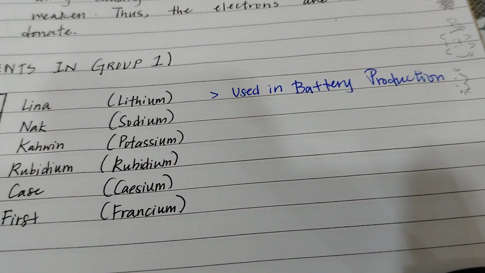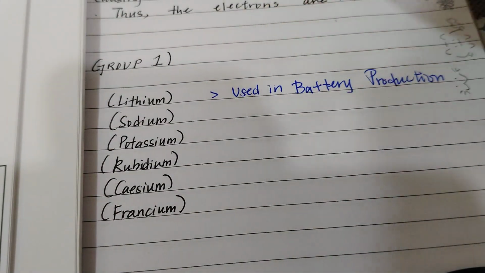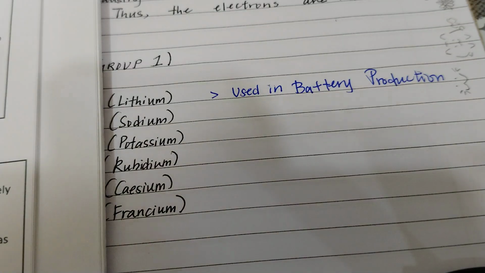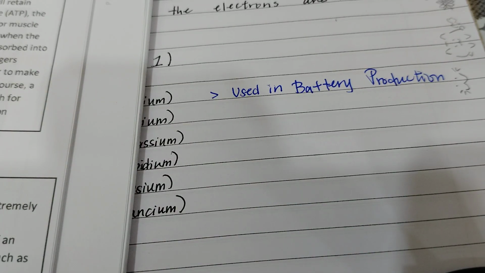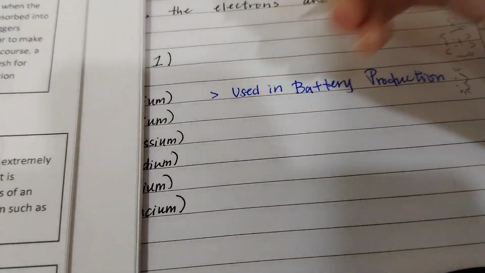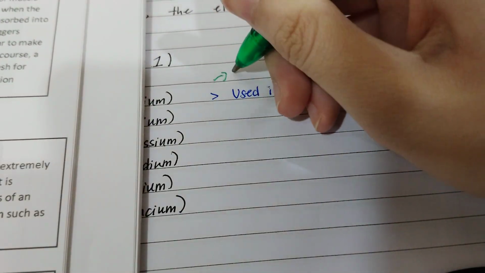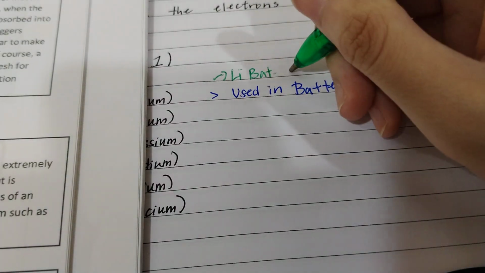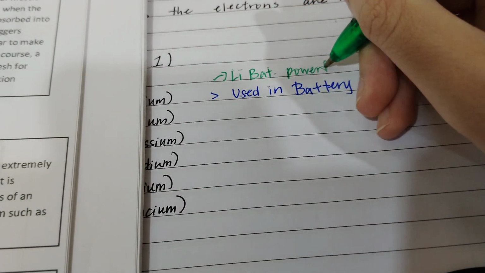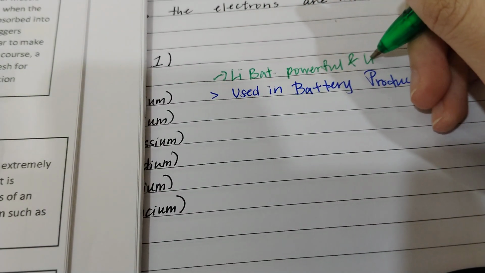Hold up, let me get my notes. Okay, you can add some extra facts. Why is it used in battery production? Hold on, let me get a different pen. Because lithium batteries, Li batteries, are powerful and lightweight.